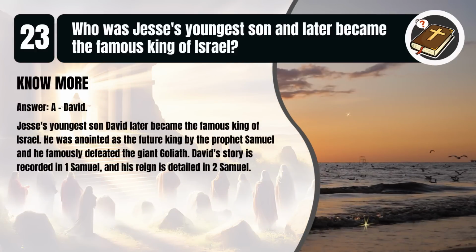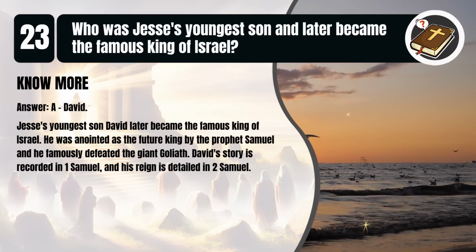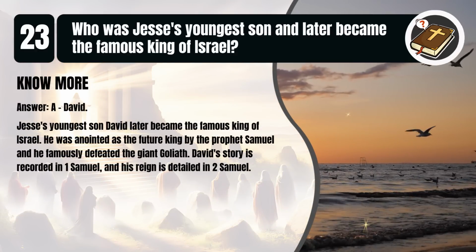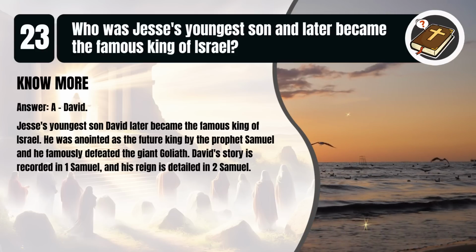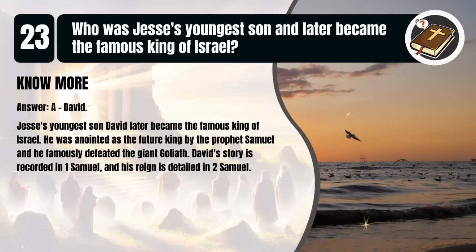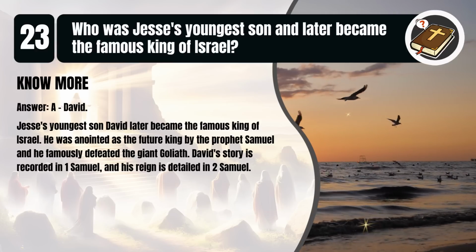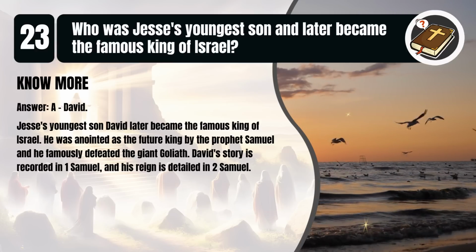That's A. David. Jesse's youngest son, David, later became the famous king of Israel. He was anointed as the future king by the prophet Samuel, and he famously defeated the giant Goliath. David's story is recorded in 1 Samuel, and his reign is detailed in 2 Samuel.